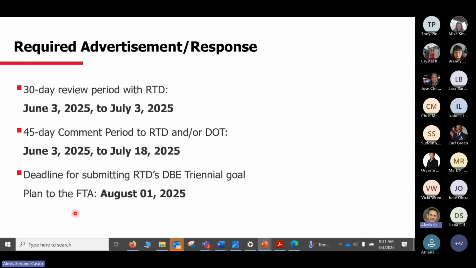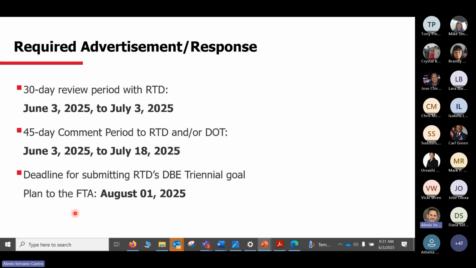Next steps is we're going to let you review the full plan. If you wish to review the plan, it's going to go from today to July 3rd. Then we're going to allow the community to submit any comment from June 3rd, today, until July 18. And then we're going to submit the plan to the FTA through the TRAMS system. That needs to happen before August 1st, 2025.